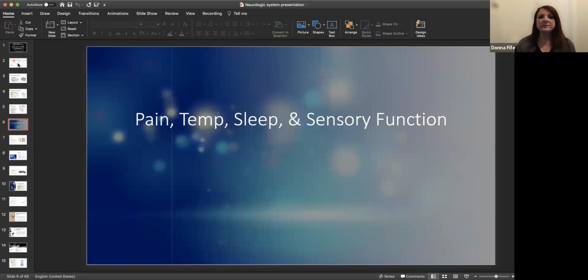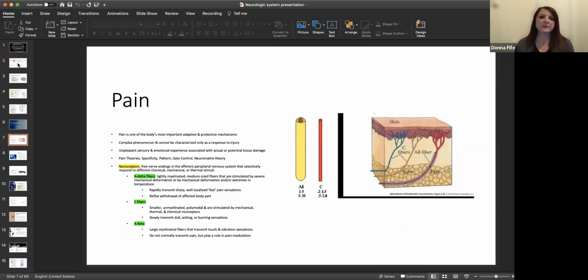All right, pain, temp, sleep, and sensory function. Let's start with some pain. Now, pain is one of the body's most important adaptive and protective mechanisms. It is a complex phenomenon and cannot be characterized only as a response to injury. It's an unpleasant sensory and emotional experience associated with actual or potential tissue damage. There's different pain theories, such as the specificity, pattern, gate control, and neuromatrix theories. You can read more about those in the textbook.